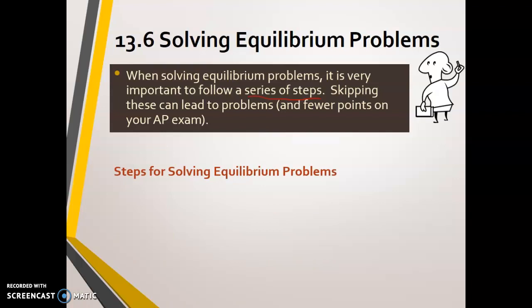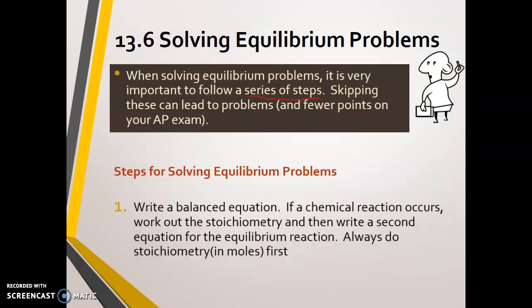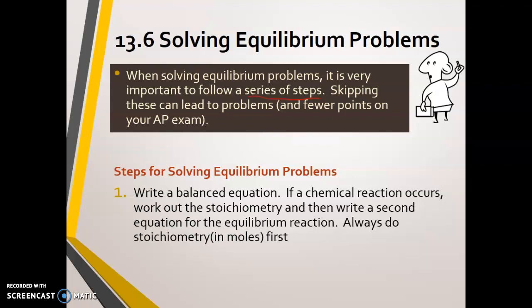So, steps for solving equilibrium problems. The first step is that you want to write your balanced equation. So we've done a lot with equations and making sure they're balanced, but that is going to be your first step. If a chemical reaction occurs, you're going to work out the stoichiometry and then write a second equation for the equilibrium reaction. You always do the stoichiometry in moles first.